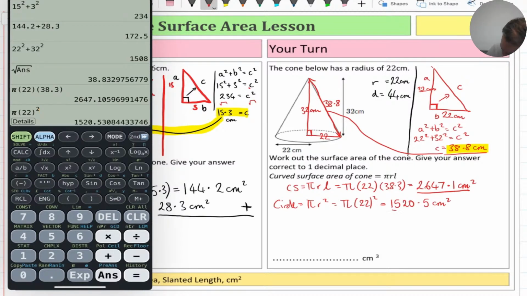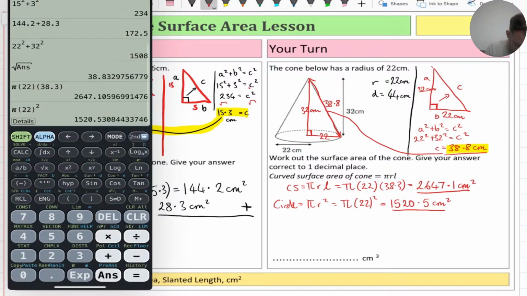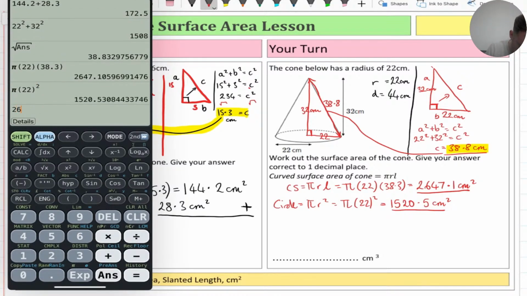So don't forget to find the total surface area. We're going to need to add these two together. So it's going to be 2,647.1 plus 1,520.5, which is equal to total surface area, which is 4,167.6 centimetres squared.